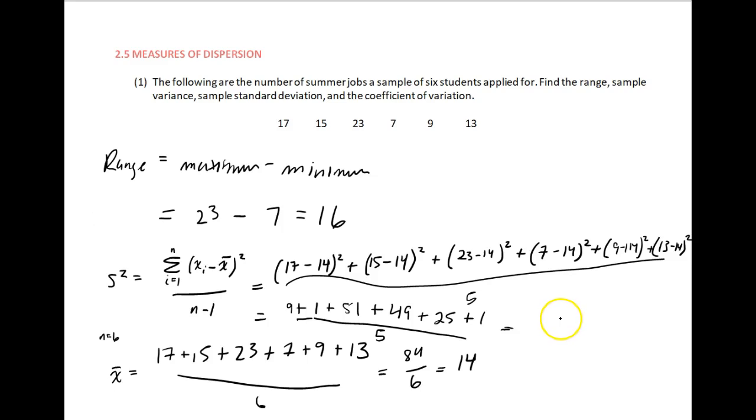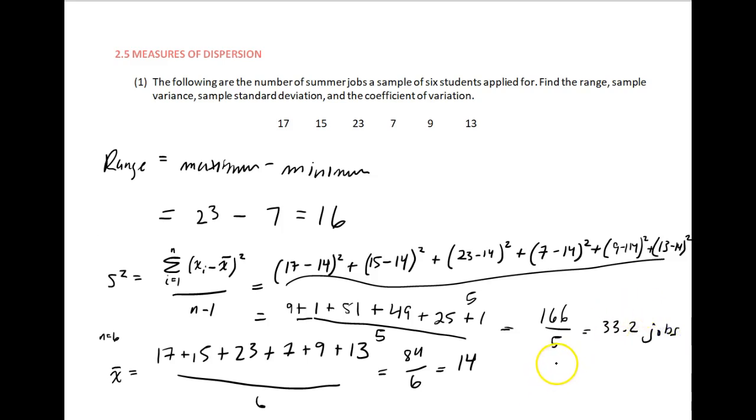Sorry for the chicken scratches here, guys. And then what we end up getting is 166 over 5, which is 33.2 jobs squared. So that's our variance, okay?